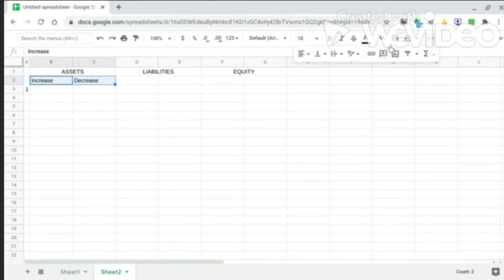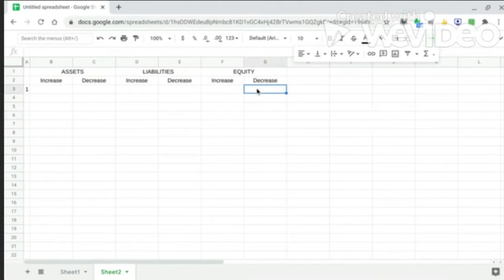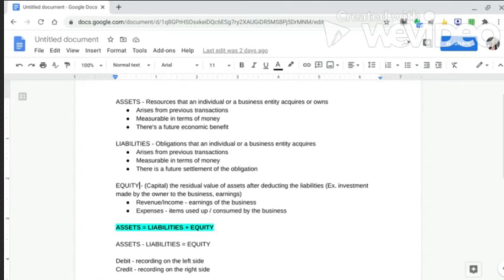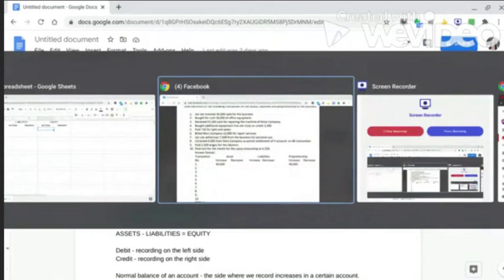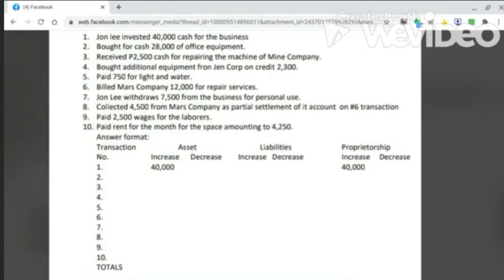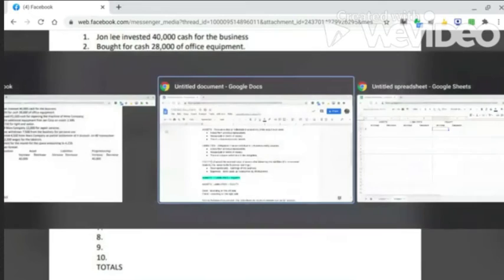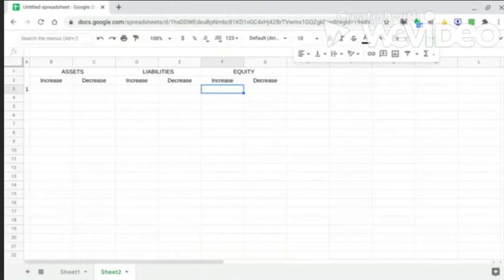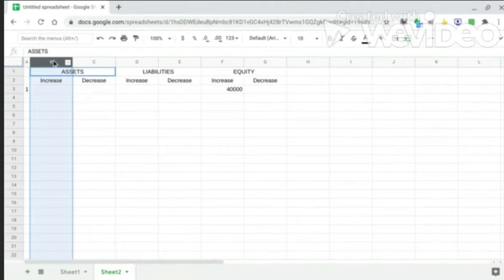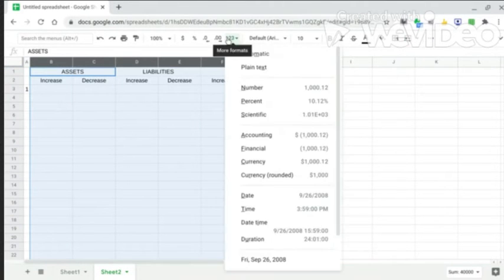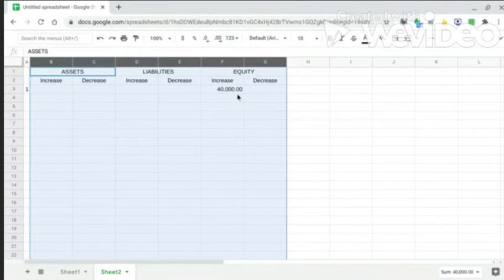Ayan. So, since again, sabi ko nga, investment siya that the owner made to the business, that would mean that the owner's proprietorship will increase by 40,000 pesos. So, ilagay natin siya sa equity, increase, 40,000 pesos. So, ayusin natin yung numbers para mas madaling makita. Ayan. Okay. So, kaya nag-increase yung equity ni owner, kasi nga nag-invest siya ng cash, 40,000 to the business.